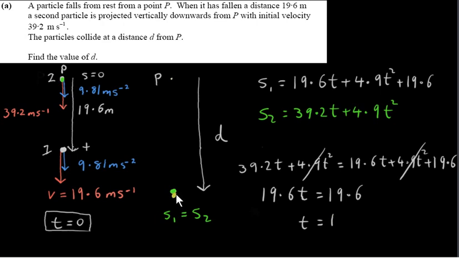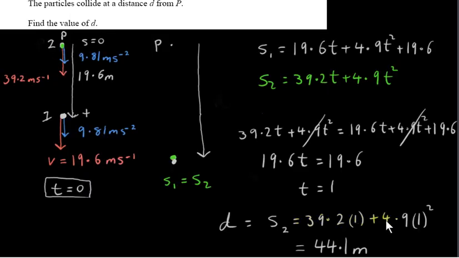So now it's just a matter of finding the value of d. d is just s1 or s2. So we just plug this value of 1 back into either of these. Doesn't matter, we'll get the same answer. I've plugged 1 into s2 and I get an answer of 44.1 meters.